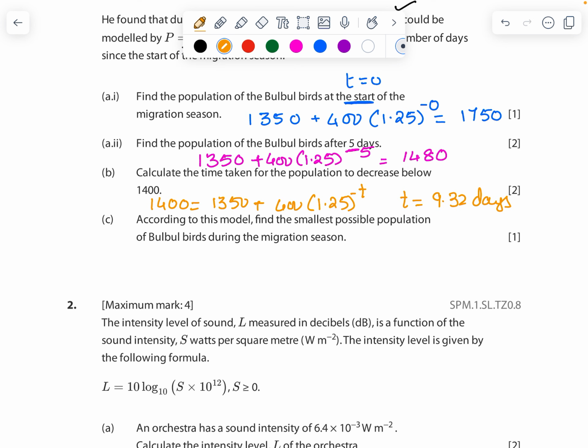According to this model, find the smallest population of the bulbul birds during the migrating season. So, as such, the formula is 1350 plus 400 times 1.25 whole to the power of negative t. So this entire thing can become 0. So what will be the minimum population? 1350 is going to be the minimum population. So that ends the first question.